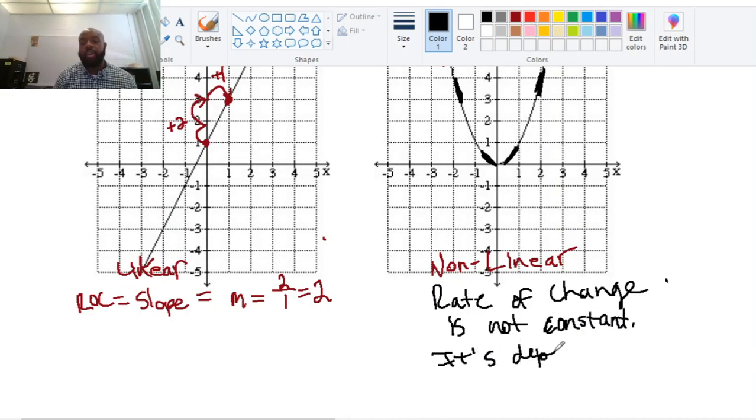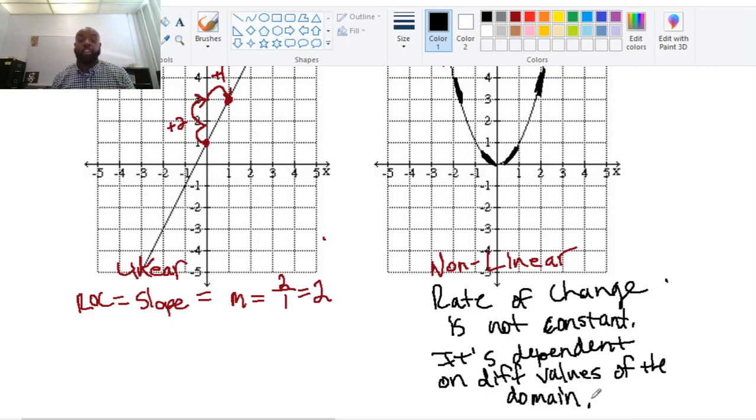It's dependent on different values of the domain. Remember, we use the word domain to mean the set of all your inputs where your function is defined, so in this case, your x values. Depending on what x values I look at, I may get a different rate of change compared to x values in a different location. And that's why we have what we call average rate of change, because I can't get an estimate of rate of change the same way I did with a linear function.